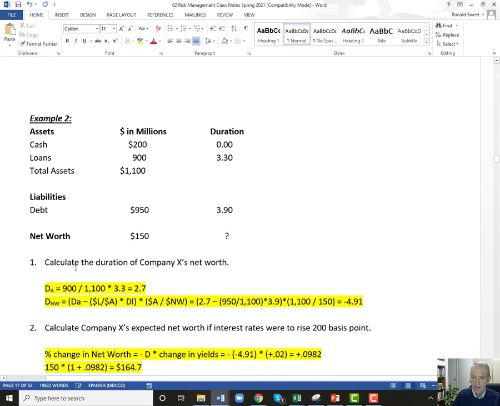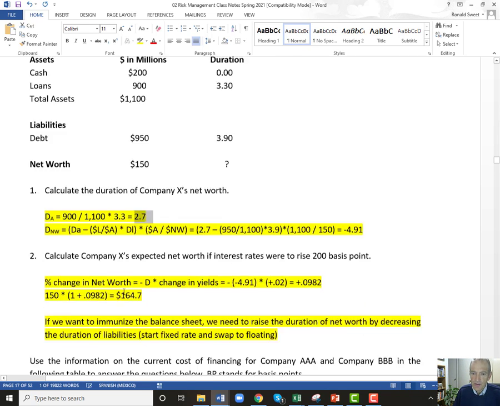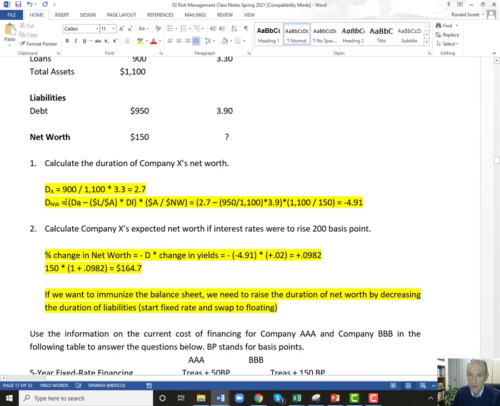The duration of assets, we know 200 divided by 1.4 times 1.1 is 0. So we just have to take the rest of it. 900 divided by 1.1 times 3.3 gives you a duration of assets of 2.7. So then we'll do the duration of net worth. Here I remember to show you the entire formula. So duration of assets, 2.7 minus liabilities divided by assets times 3.9 times our leverage, which is assets over net worth. And here we get a duration of net worth of negative.